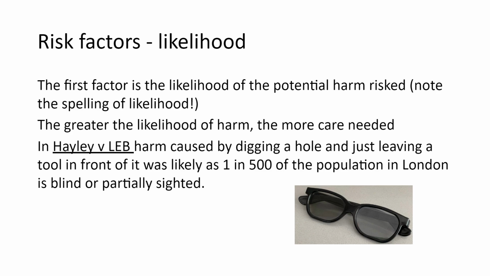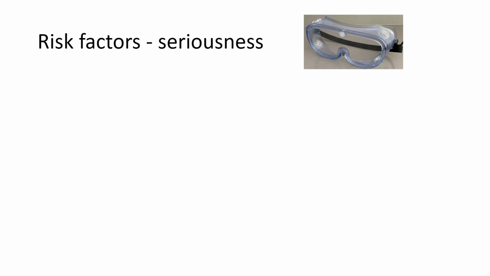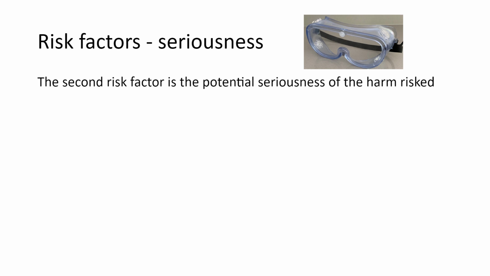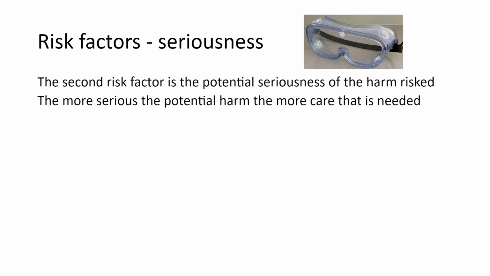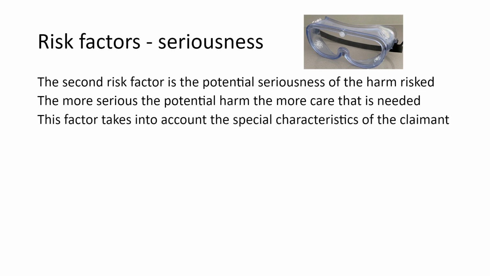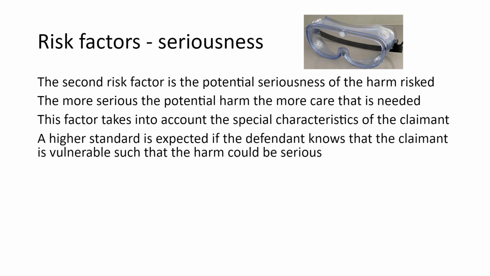So the second risk factor is seriousness, and this is again the potential seriousness of the harm risked. The more serious the potential harm, the more care that is needed. So if, for example, I'm carrying a baby, I need to take more care than I would carrying a sack of potatoes, as the harm would be more serious if I drop the baby. So this factor takes into account the characteristics of the claimant, and a higher standard is expected if the defendant knows the claimant is vulnerable, which would mean that the harm would be serious.